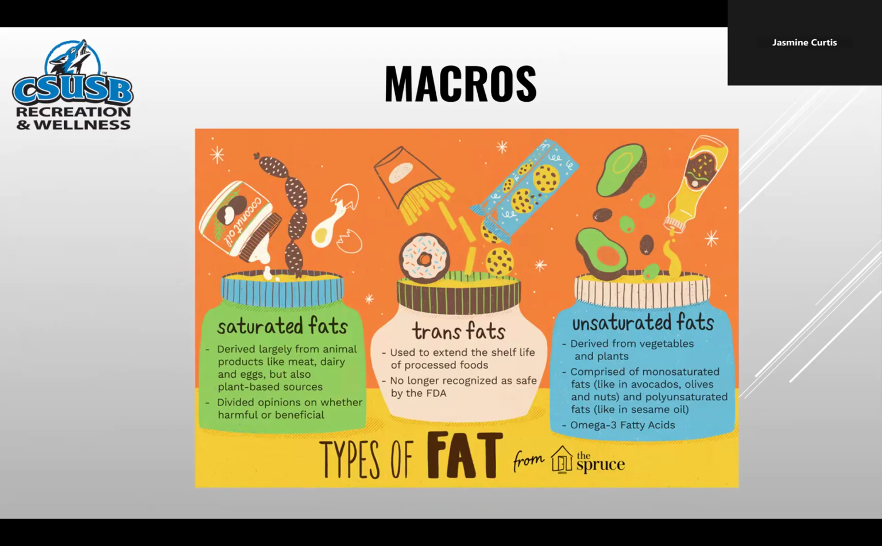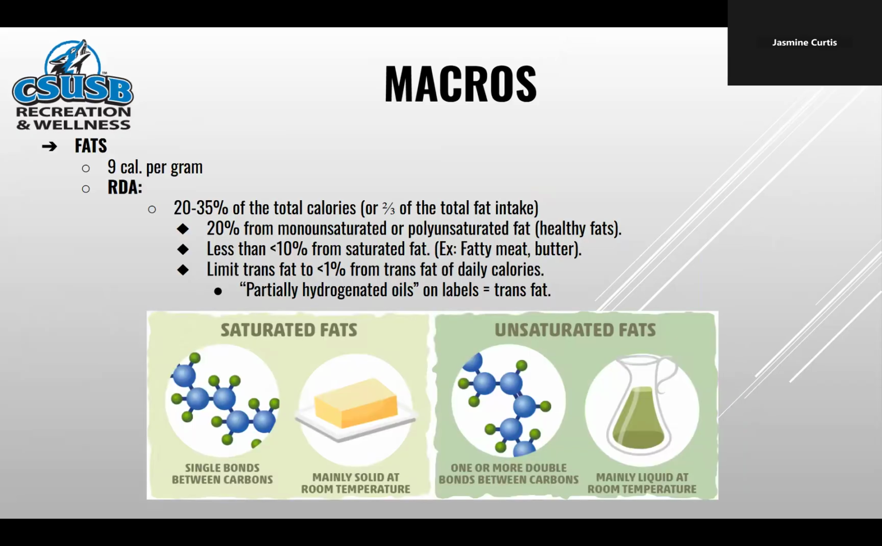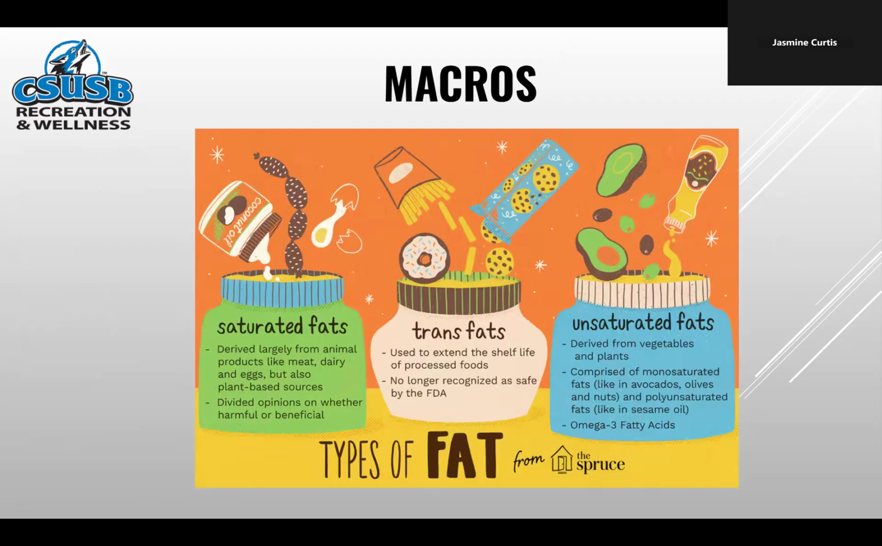Saturated fats derive largely from animal products like meat, dairy, eggs, but also some plant-based sources. There's divided opinions on whether they're harmful or beneficial, but remember for us, we know that over our recommended daily allotment, that's when it can be harmful and not beneficial to us. But since fat is essential, if we keep it in the limits of healthy recommendations, then we should be good. Trans fats is our next one, used to extend the shelf life of processed food. So we want to limit this. Of course, it could be very hard to avoid.